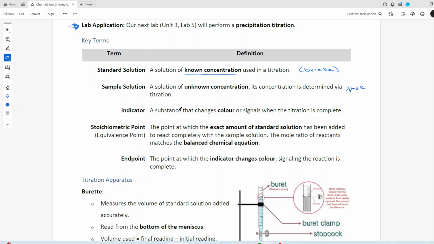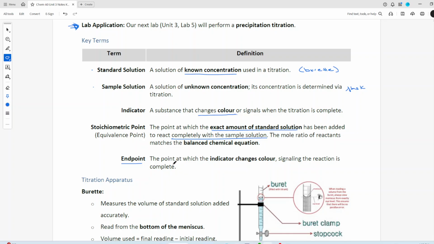Then an indicator is a substance that changes color or signals when a titration is complete. And we're going to be looking for a titration equivalence point or end point, where the equivalence point, which is also called the stoichiometry point, is the point at which the exact amount of standard solution has been added to react completely with the sample solution. And this will be shown with the indicator. So there's going to be a color change that indicates you're at your stoichiometric point. And the mole ratio of reactants will match the balanced chemical equation, which will make sense when we do some calculations. But what we're going to be looking for is the end point.